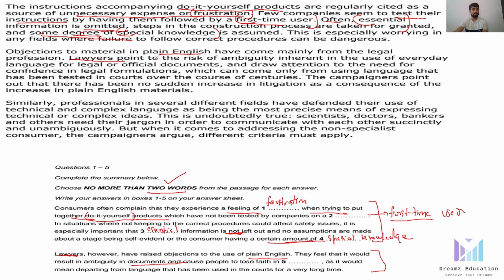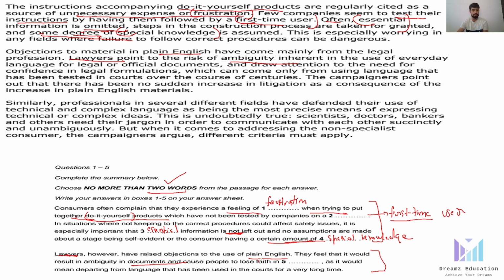So here lawyers point out the risk of ambiguity in the use of everyday language for legal official documents. They are talking about documents, correct here? Yes. And draw attention to the need for confidence in legal formulation.